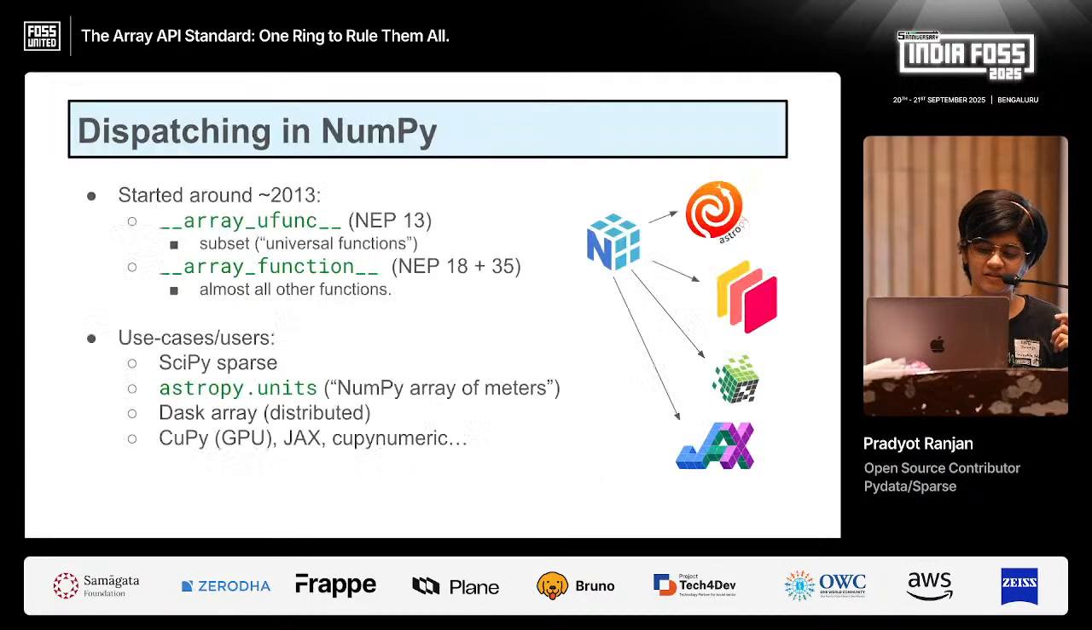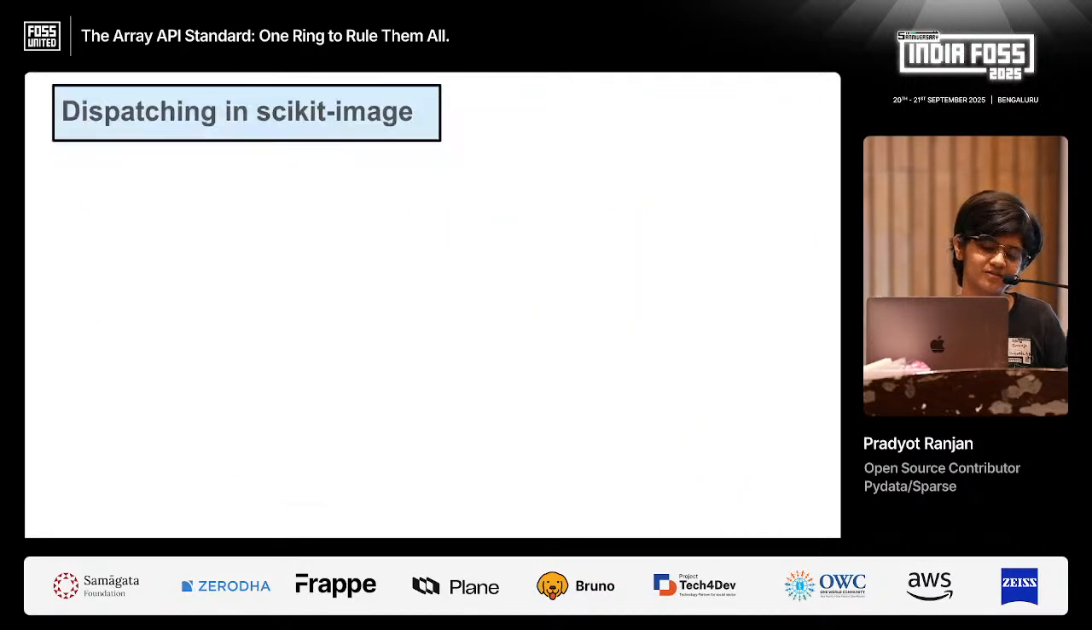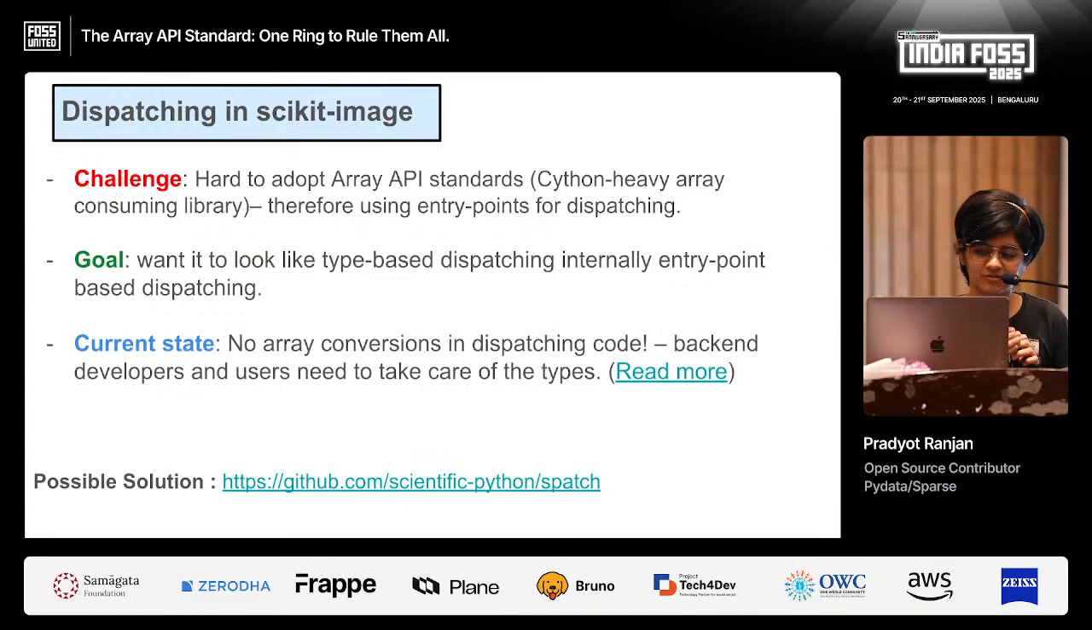The array function protocol was not suitable for all kinds of arrays out there, so the array API standard was introduced. Also, scikit-image is Python heavy, so it's hard to adopt it, so we use entry points instead. The goal is to make it look like type-based dispatching, but under the hood have it entry point based, and currently we don't have any. It's a very basic implementation, and one possible solution is Spatch, which is short for Scientific Python Dispatch, that we are working on, which other scientific Python projects could also use to introduce this kind of dispatching mechanism.